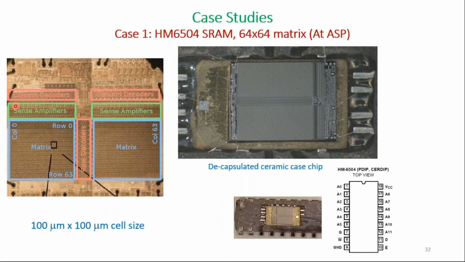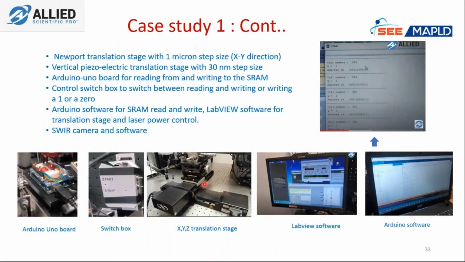These are control bits. If you remember, I was talking about the SEFI. If you shine the laser beam on these control bits, you may get SEFI. But if you shine it on these bits, this is just one cell shown here, you get SEU. So we tried testing that.